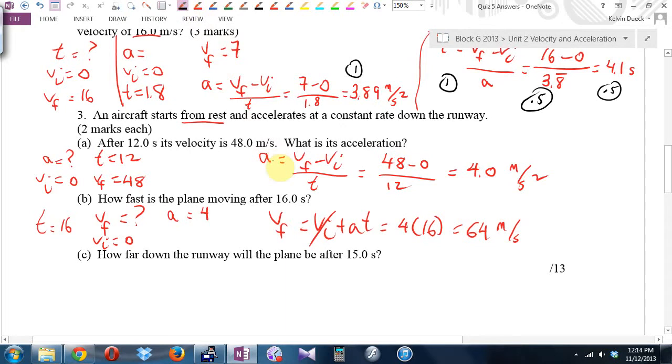And by the way, same as before, 1 mark for the equation, half mark for the numbers, half mark for the answer.